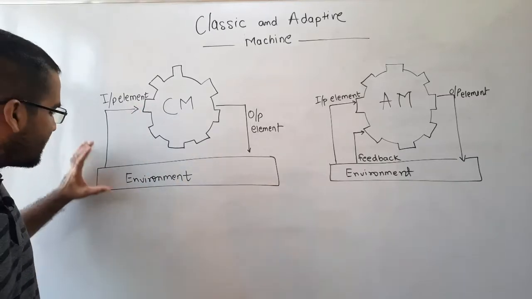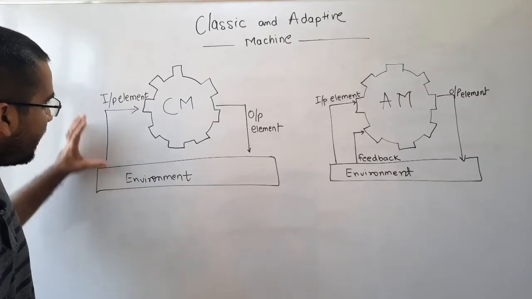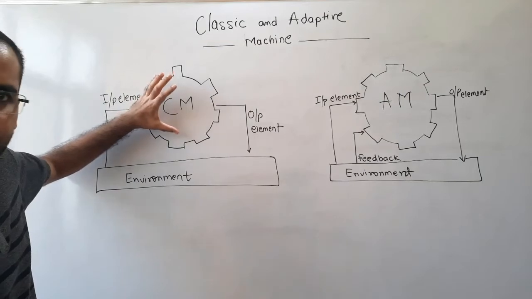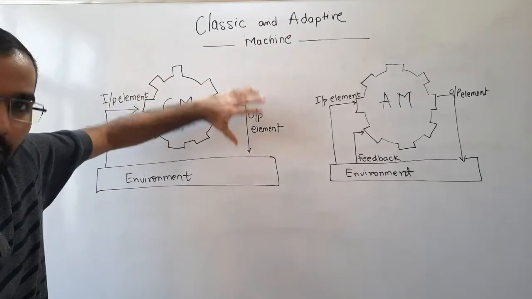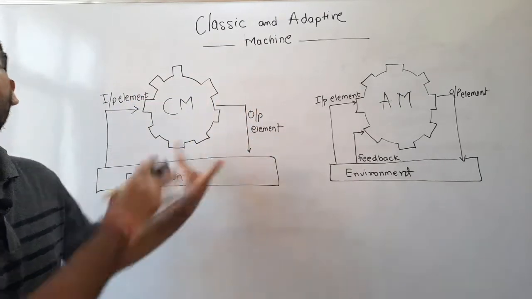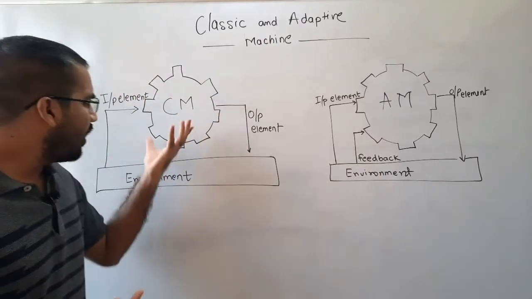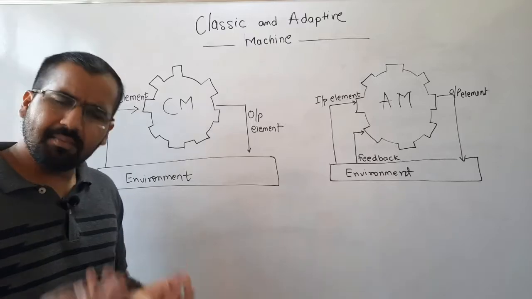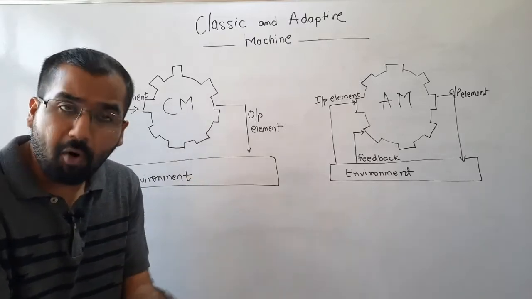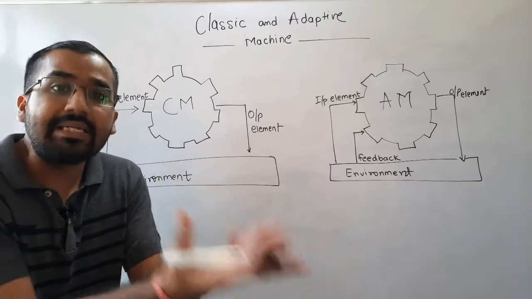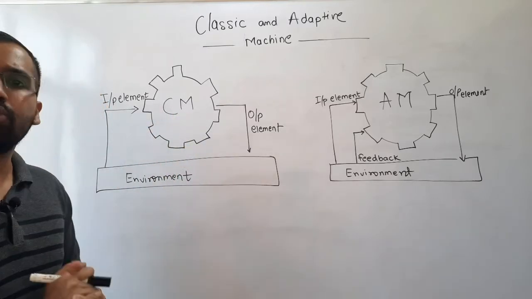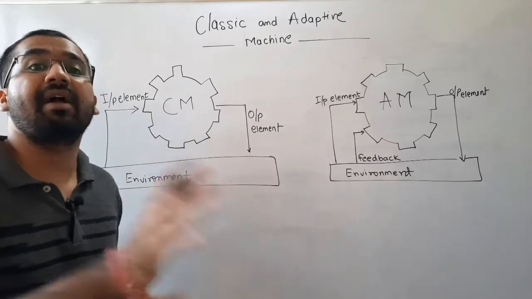As you can see, there is some input element from the environment going inside the classic machine, and then the machine generates some output element which finally acts upon the environment. This is the simple flow. Now the simple question: why are we using a machine? Simple, to perform or complete a task, but just in a predefined way.